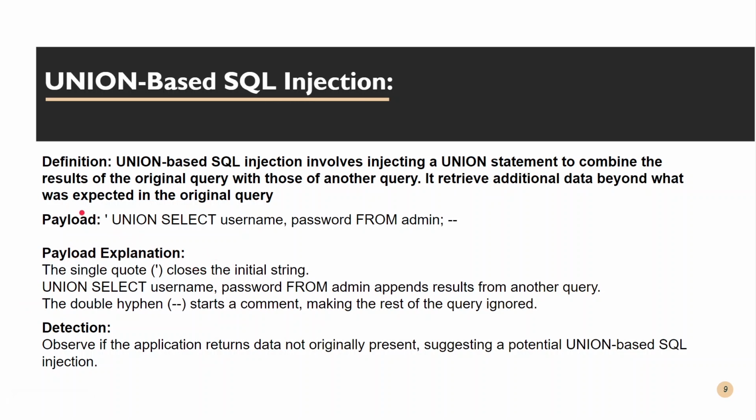First of all, we are closing the initial string of the SQL query. Then we are using the UNION statement to combine the initial query that we have with the query which the attacker is trying to submit, which involves SELECT username, password FROM admin. Then we are going to break other parts of the query by starting the comment.